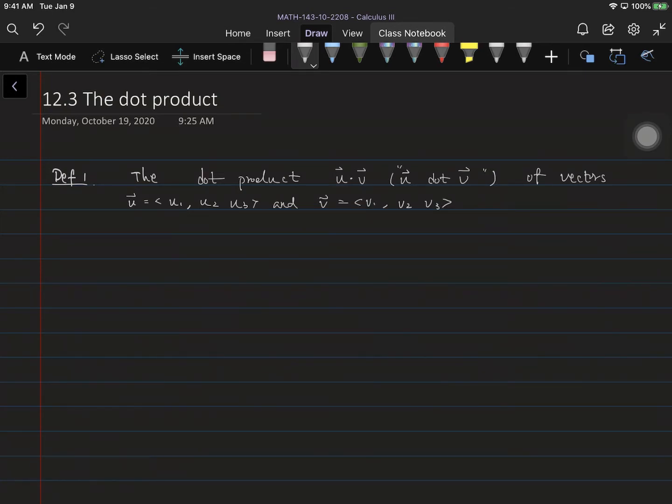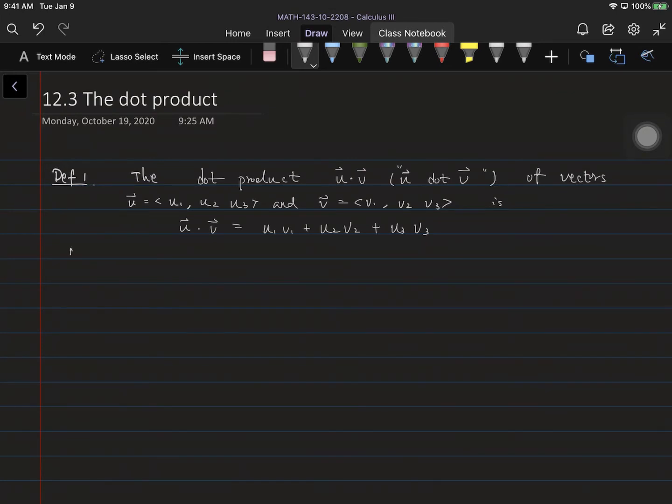So the dot product is given by this definition. u dot v equals, we are going to multiply the corresponding coordinate components: u1 v1 plus u2 v2 plus u3 v3. This is called the dot product.